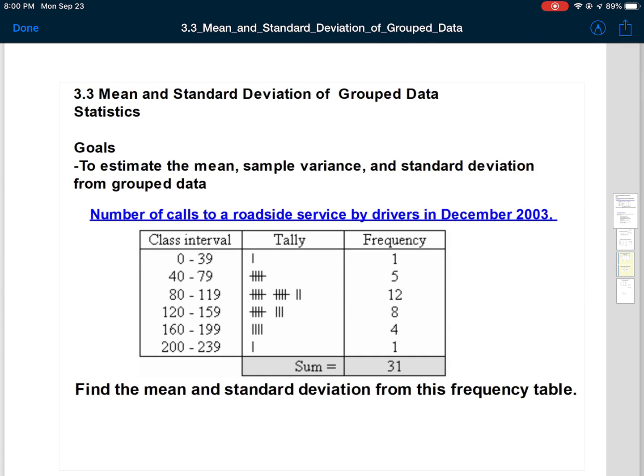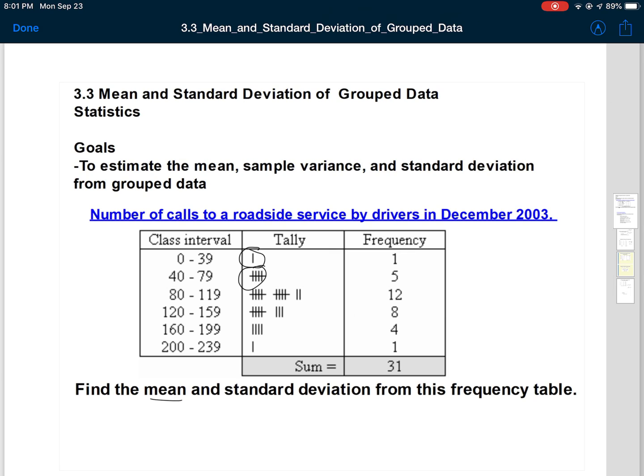Group data is data that is essentially in a frequency table. We're going to find the mean and standard deviation of group data in this section. Here's a number of calls to a roadside service in December of 2003 by certain drivers. What it means is that there were 0 to 39 calls one time. There were 40 to 79 calls 5 times, and so on.